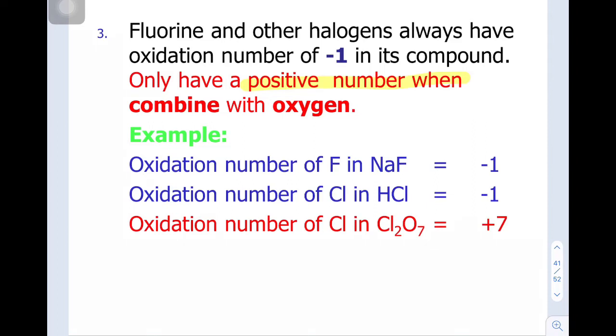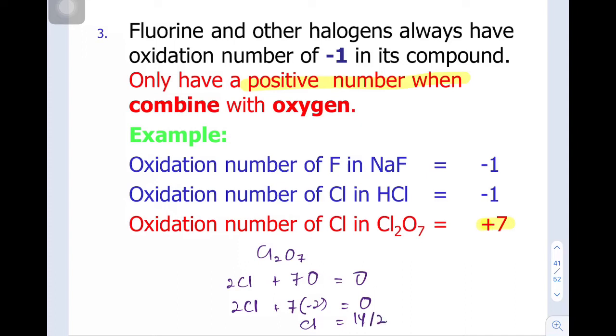So how do we get this +7? In Cl2O7, we have 2 chlorine and 7 oxygen, and this is a neutral molecule, so the total is equal to 0. Then 2 chlorine plus 7 oxygen, which always have an oxidation number of -2, equals 0, so chlorine is equal to 14/2, which is +7.